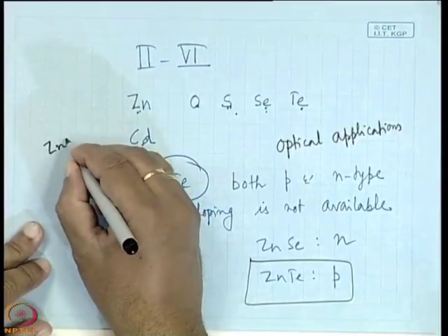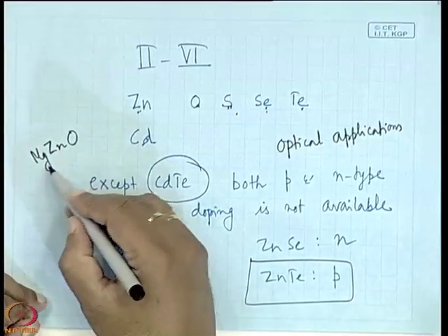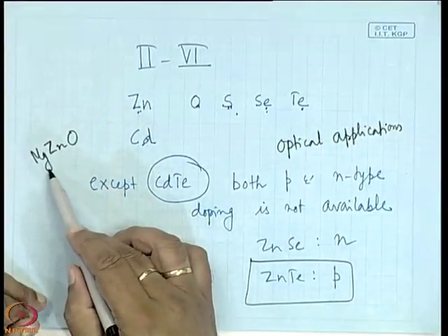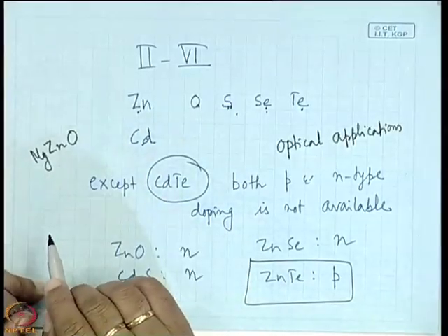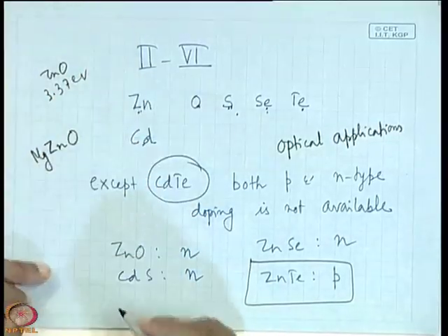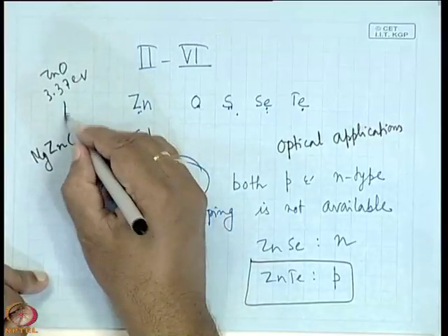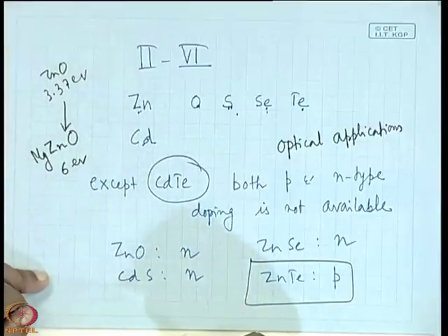Another thing is that if you add some magnesium to ZnO, you get magnesium zinc oxide, MgZnO. If you add some magnesium, then you will find that the band gap has increased. What is the band gap of zinc oxide? It is very high, 3.37 electron volt. If you add magnesium to zinc oxide, it will be almost 6 electron volt. That means a very large band gap can be tuned from 3.3 to 6 electron volt.